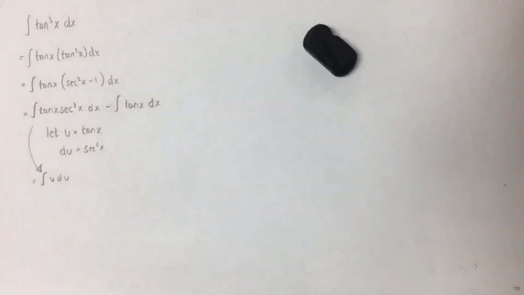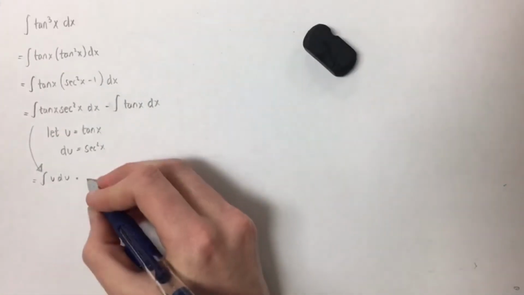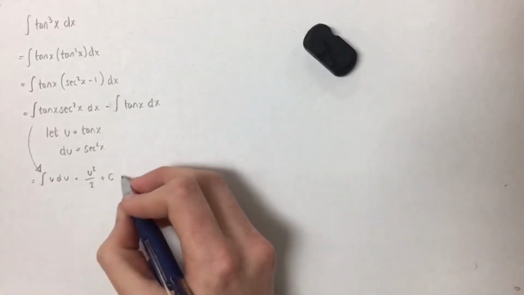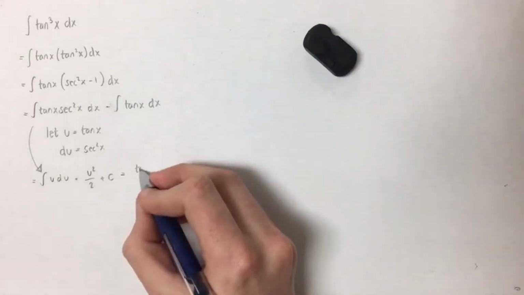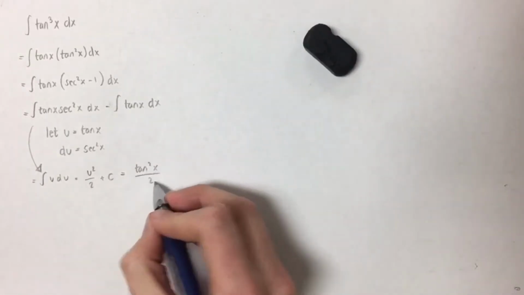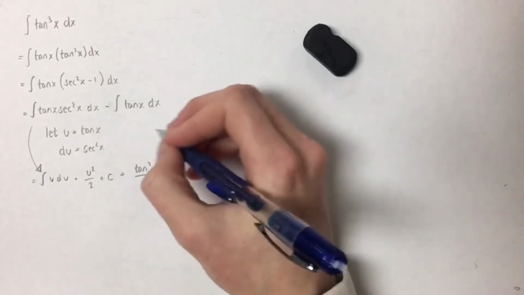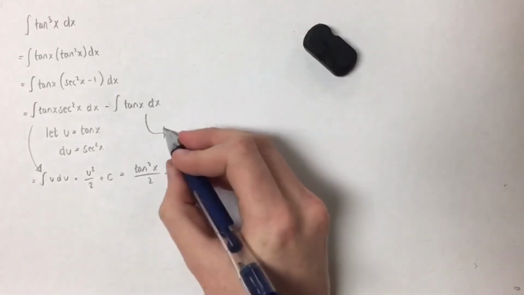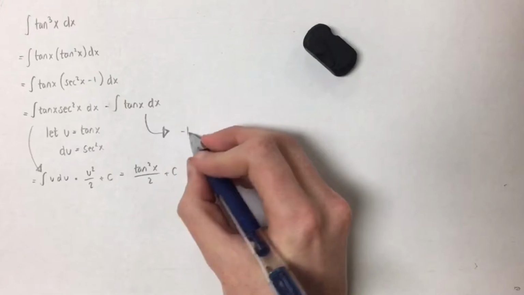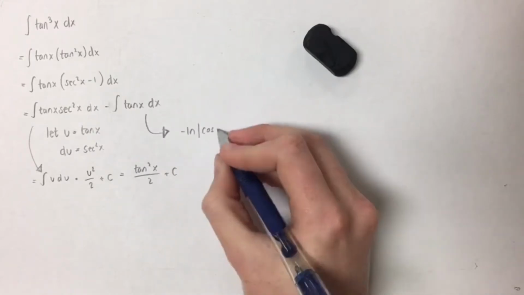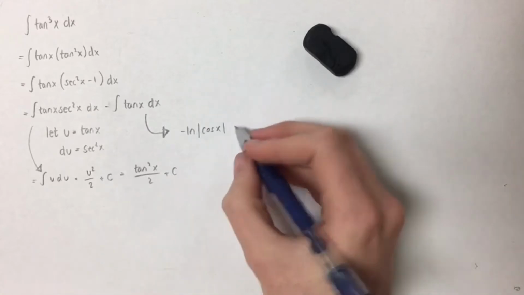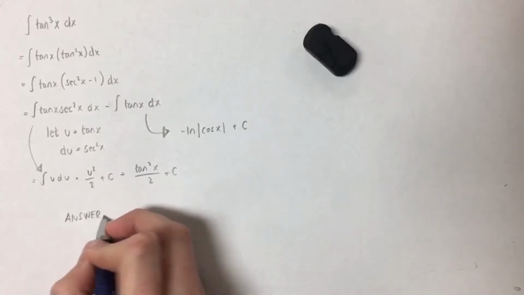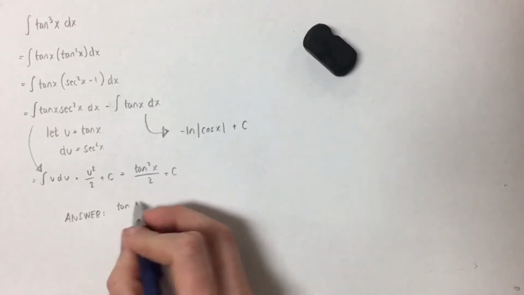So I'm just drawing the arrow there to show that's where my work is going next. And this equals u squared over 2 plus c, because now that we've integrated, we have a constant. And substituting tangent of x back in for u, we get tangent squared of x over 2 plus c. So now let's solve that other integral, a negative integral of tangent of x dx. And we get negative ln of absolute value of cosine x. Now this is an integral that we memorize. You can check and see that that is true, but that is just something you should have memorized.